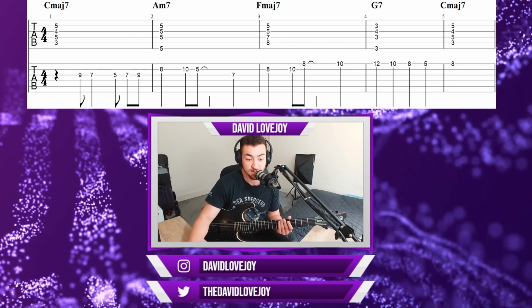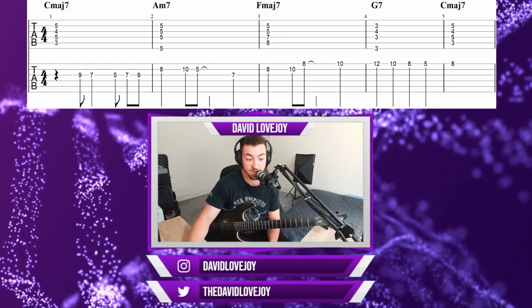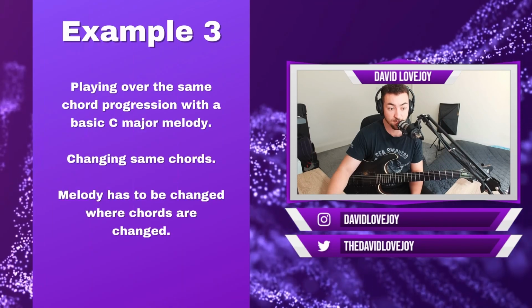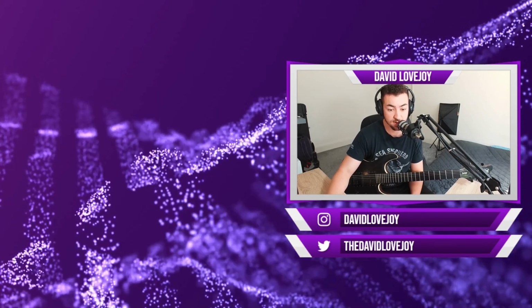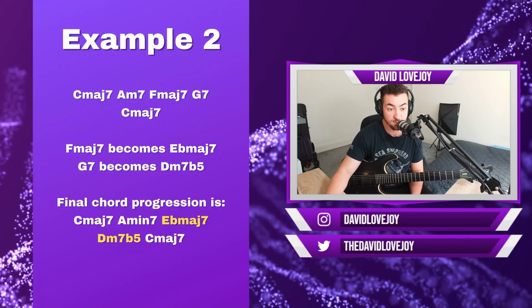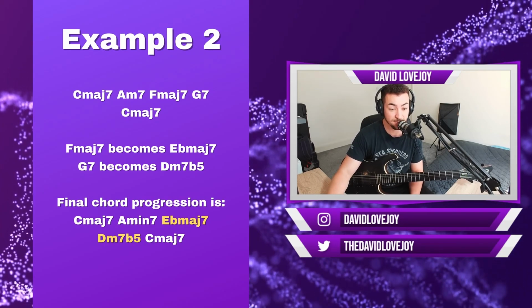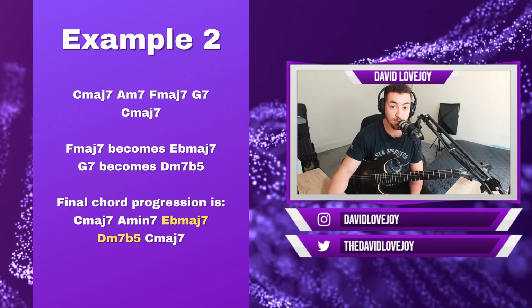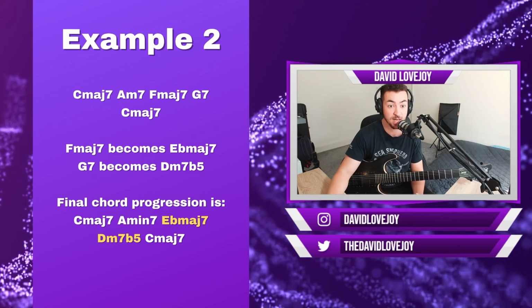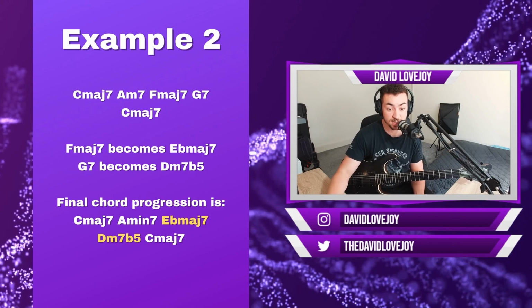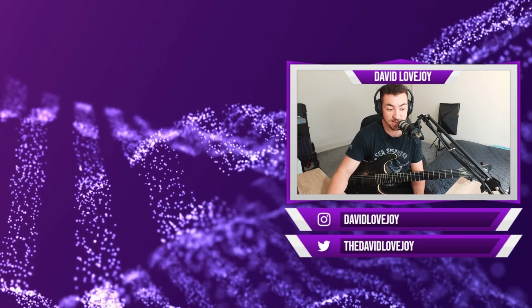Now what we're going to do is change the same chords that we did before. As I said earlier, the F major 7 becomes E flat major 7. The G7 becomes D minor 7 flat 5. Over those two chords, we're going to have to change the melody using negative harmony. So let's take a look and examine that melody.